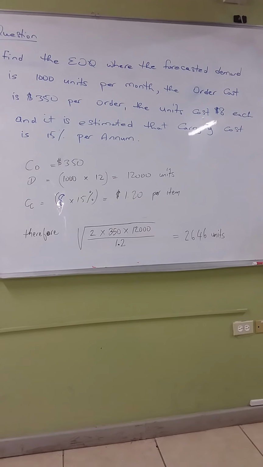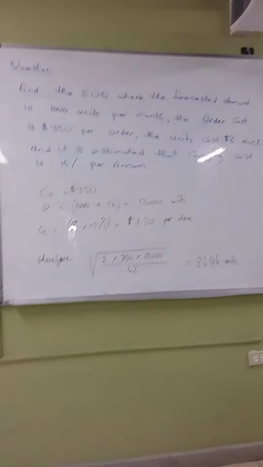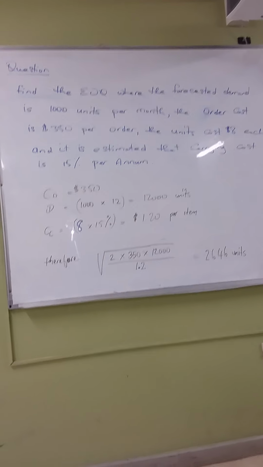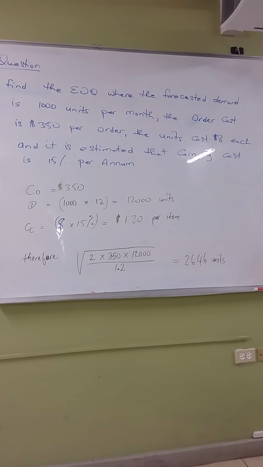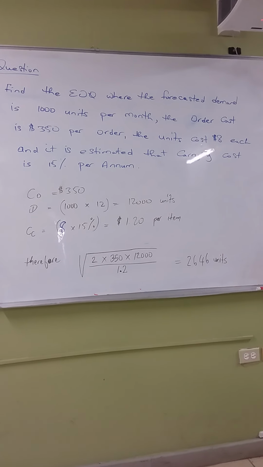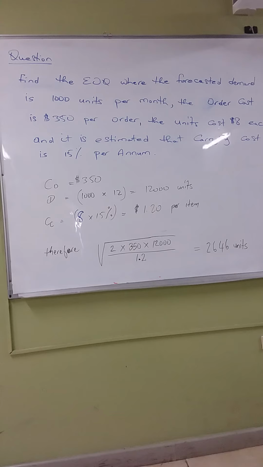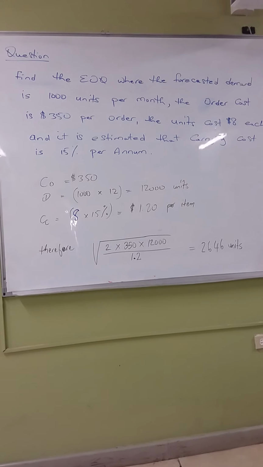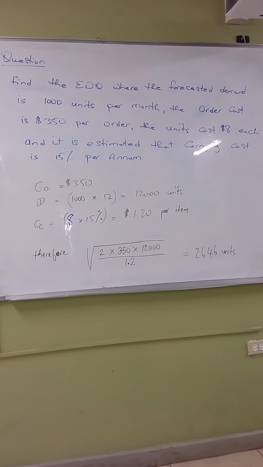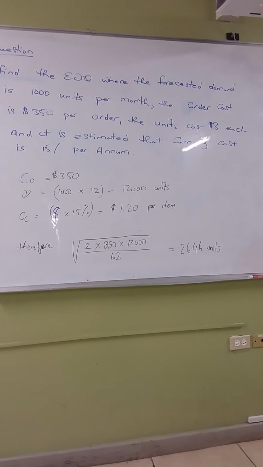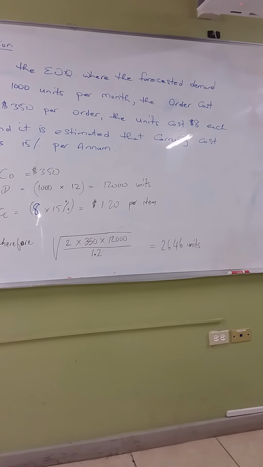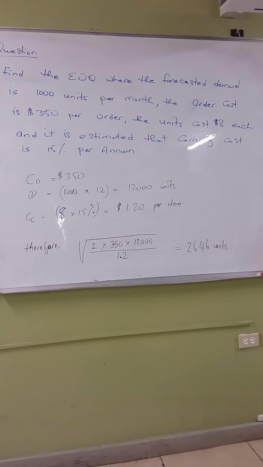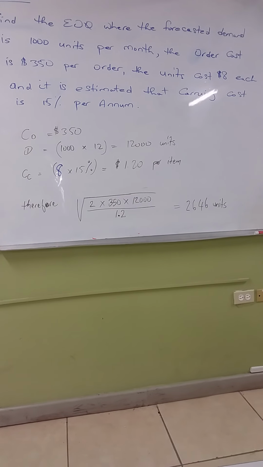Now this is a question which will see us calculating the EOQ. The video quality may not be the best, but I'm going to read the question here. The question states, find the EOQ, which means your economic order quantity, where the forecasted demand is 1,000 units per month. The ordering cost is $350 per order. And the unit cost is $8 each.